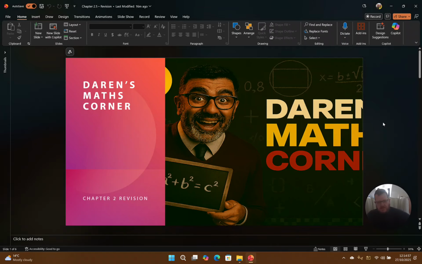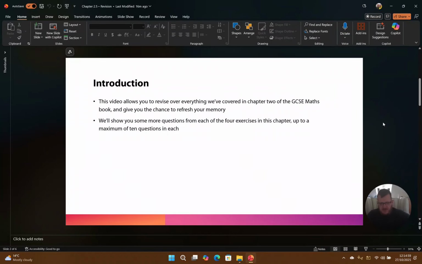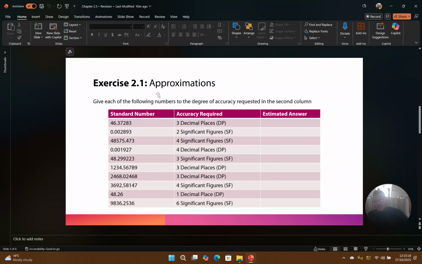So with that in mind, as I mentioned, we will show you some more questions from each of those 4 exercises that were covered in this chapter, and we'll go up to a maximum of 10 questions in each. So without further ado, let's get started. Let's start with the standard approximations.